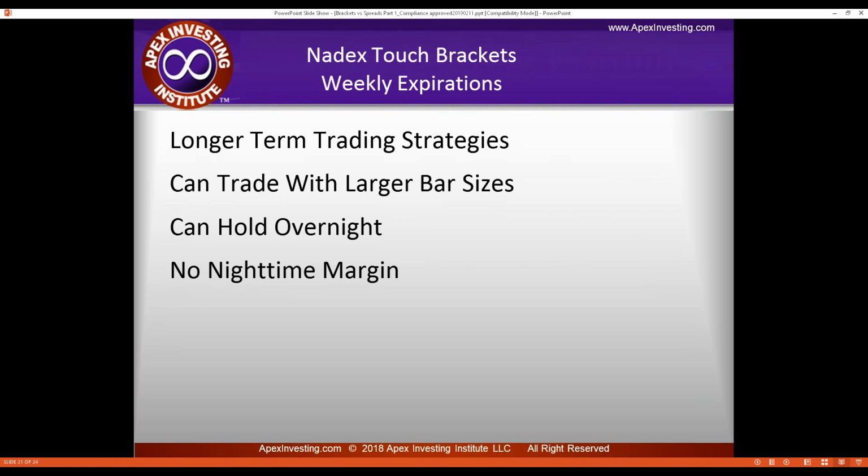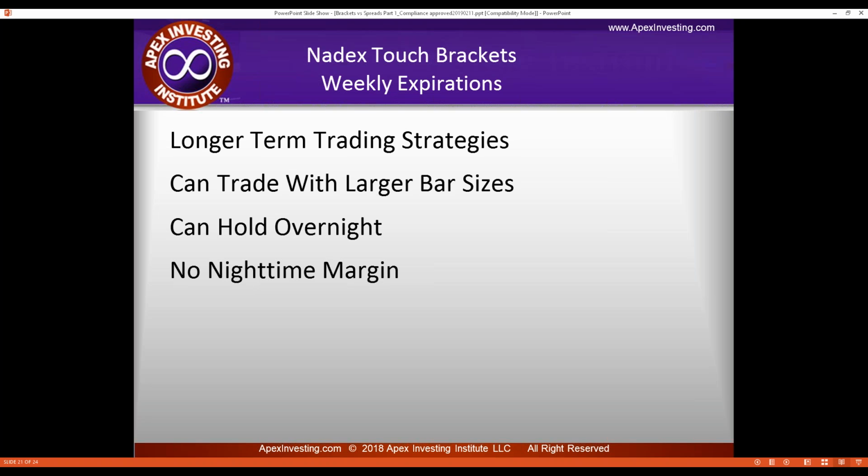Since they expire weekly, that means you could hold them not just till the end of the week but for several days. You can hold them overnight, and you don't have a nighttime margin like you would, for example, on a futures contract. Let's say you were trading the S&P or the NASDAQ. If you're trading a straight up futures contract, you can get in and put like $500 down for day trading margin, right? But then if you hold it overnight, it goes to like $5,000 margin. You don't have that with Nadex touch brackets.